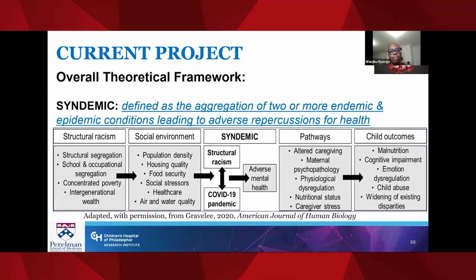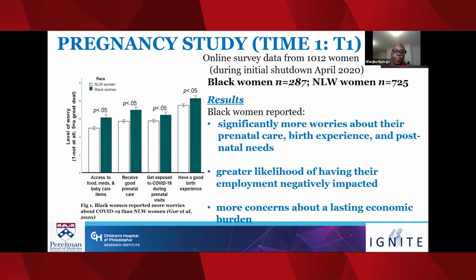So as you can see from this framework, we're looking at the things I've been looking at forever, right? Structural racism, these social environments. We're understanding how that and the COVID-19 pandemic come together into the syndemic and what that means for both pathways and, what's most important, child outcomes.